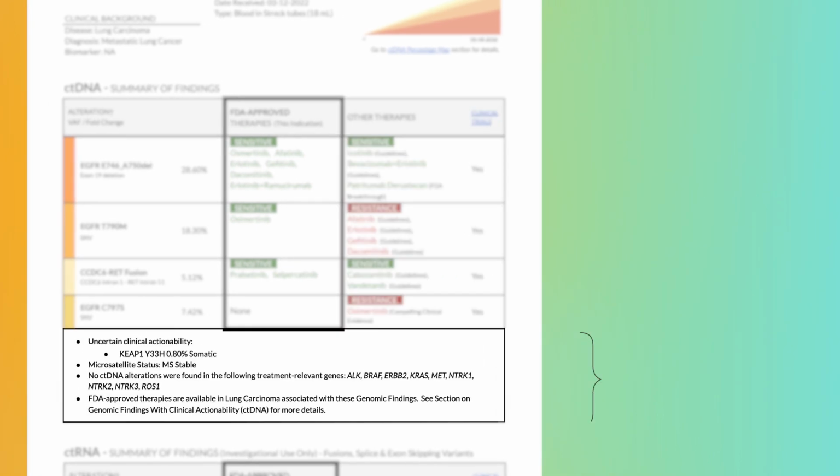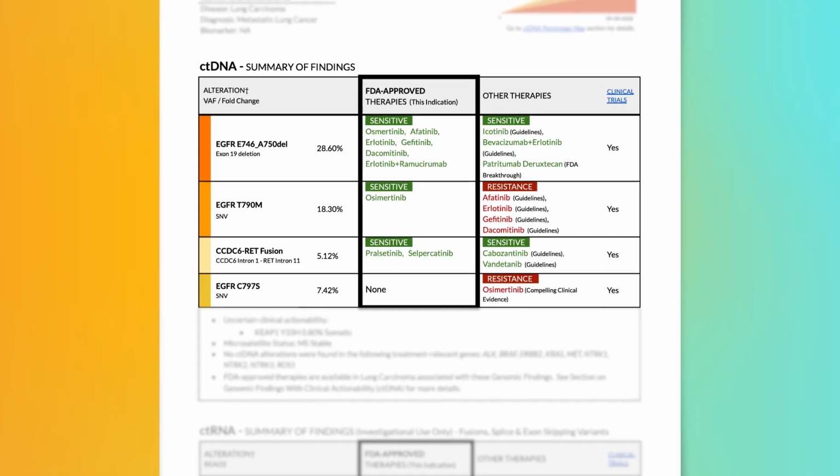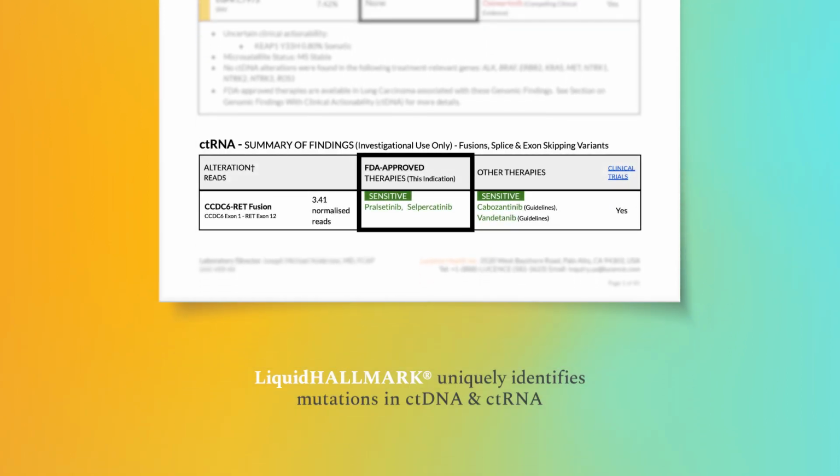Other pertinent information that Liquid Hallmark can identify will be summarized in the table of findings footer, including microsatellite status and important negative findings based on treatment-relevant genes specific to the patient's tumor type. Liquid Hallmark uniquely identifies mutations in ctDNA and ctRNA.